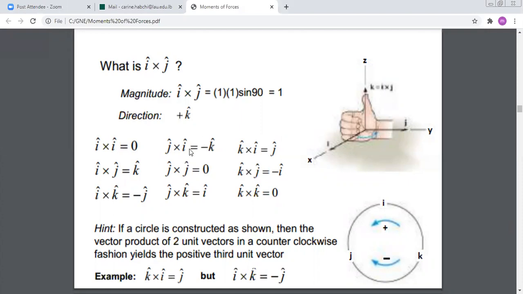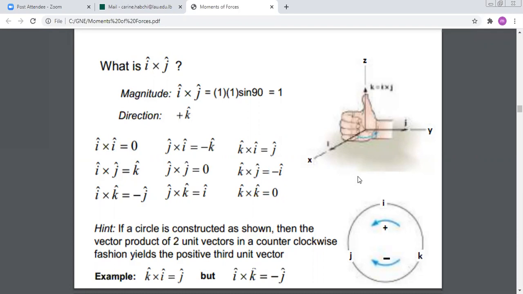Now, for example, if you want to do J vectorial I, we apply the same rule, but now we put our right hand first along J and we curl it towards I, then our thumb will point in the opposite direction. So it's equal to minus K, okay?